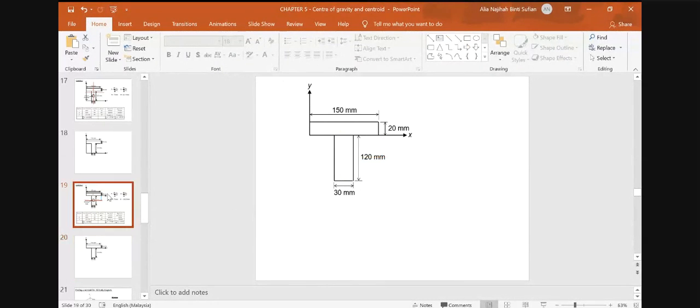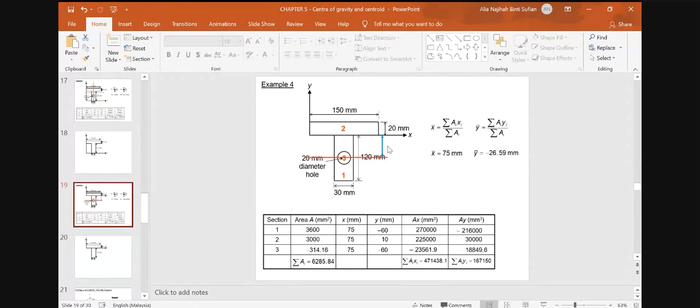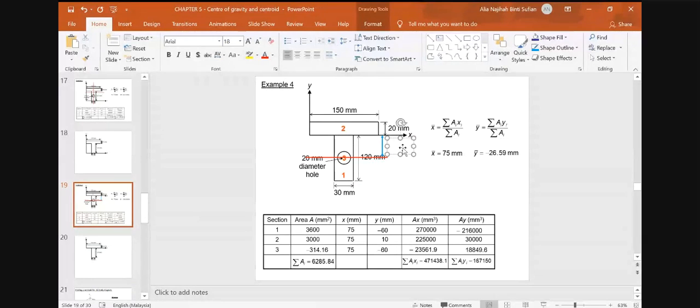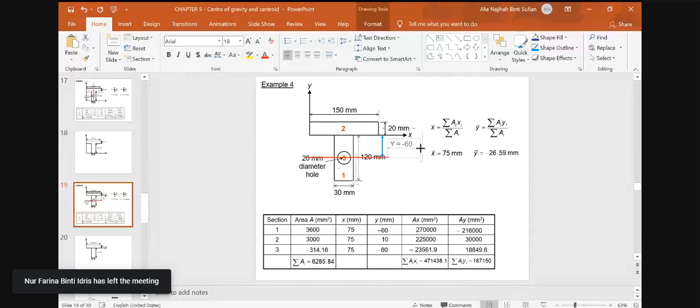Now the y bar is below the x-axis, so it is 120 divided by 260, and it will be negative because it is below the x-axis. Okay, so the y now is negative 60 for part 1 and part 3.